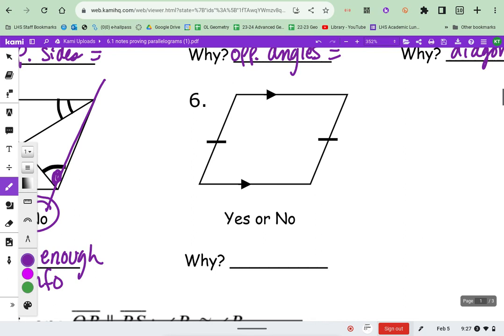And for number 6, what do you guys think? Yes. They're parallel. Actually, no, they're not congruent though. So what do you guys think? Yes or no? I got a mixture there. This one's no. Okay, so we just don't have enough information yet, right?